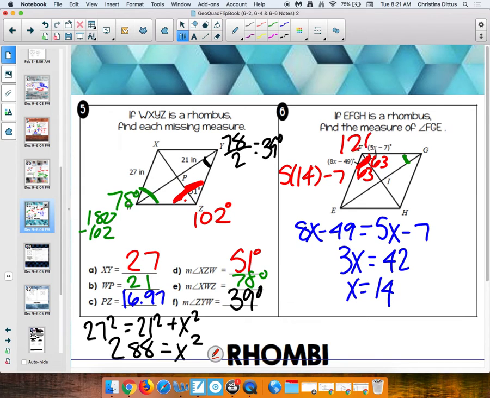126. So how can I find the whole green angle? 180 minus 126 gives me 54. And now only this little chunk. Divided by 2. 27.